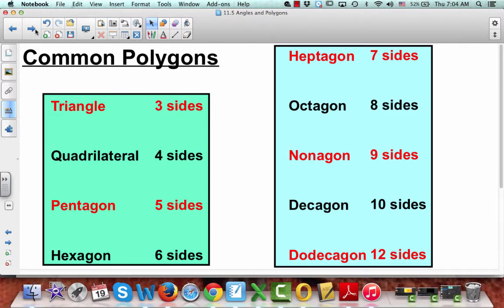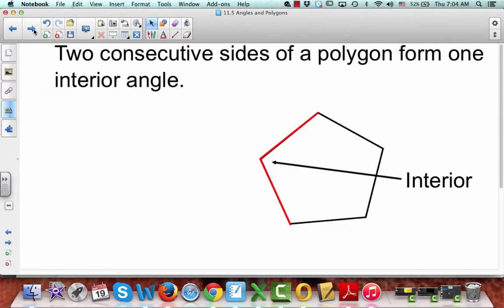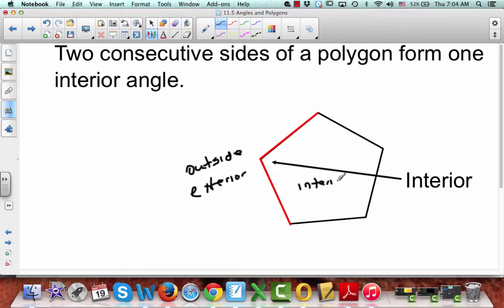Those are the ones that you should memorize and know as common polygons. Okay, so commit those to memory. Alright, in a polygon, 2 consecutive sides of the polygon form one interior angle. So we're looking at this side, and it forms an angle, and it's called the interior because this is the outside or the exterior, and of course this is the inside or the interior. So this forms an interior angle.